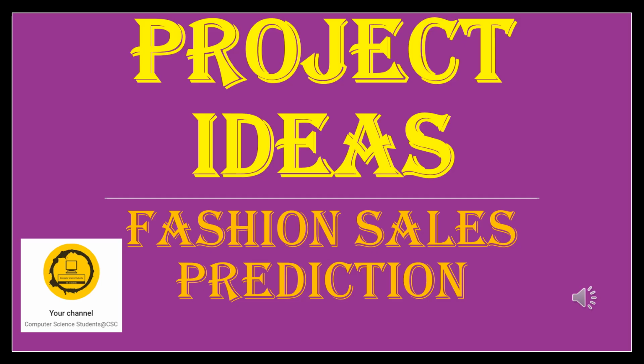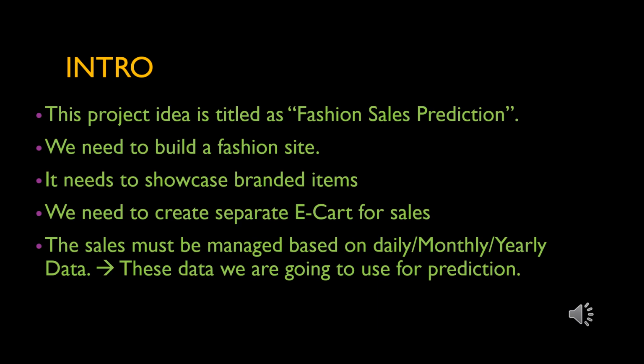So this video is going to tell you about the project ideas. We are going to elaborate an IEEE paper which is related to fashion sales prediction. The project idea is titled fashion sales prediction. We need to build a fashion site, based on other websites we can refer to, and it needs to showcase branded items. The fourth point is we need to create a separate e-cart for the sales. And the last point is we need to create a sales management based on daily, monthly, yearly data. With this data only we are going to do predictions.